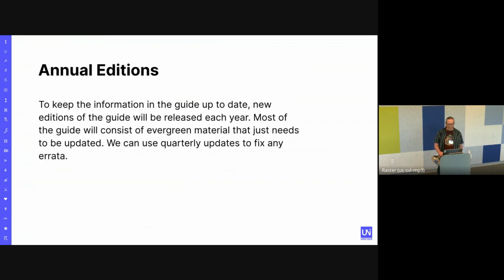Keep the information in the guide up to date. New editions of the guide will be released each year. Most of the guide will consist of evergreen information that just needs to be updated, and we can use quarterly or biannual updates to fix any errors. But the important thing is, just like with CLDR or with ICU, you need to have a release schedule, regular releases that come out, as opposed to just constantly updating it all the time in a more continuous fashion. And that's mostly for citation reasons.